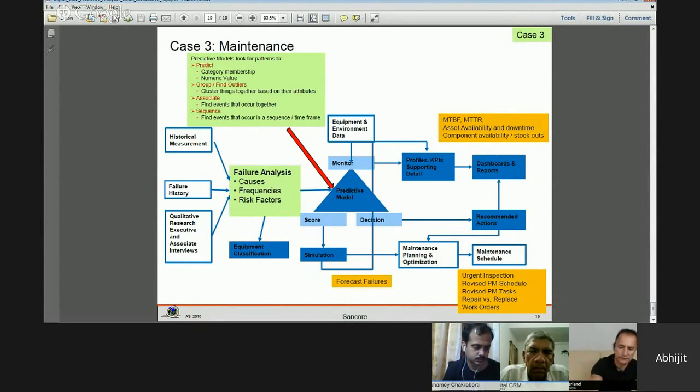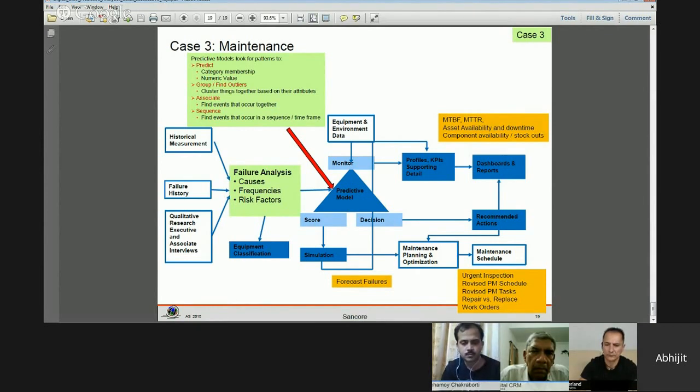The other interesting thing, since we're talking about predictive analytics, let's talk about some things that happen. So, the green part on the left-hand side talks about what we are doing. We're looking for patterns to predict, to group and find outliers, to associate and sequence. That's where a lot of the machine learning algorithms work together.